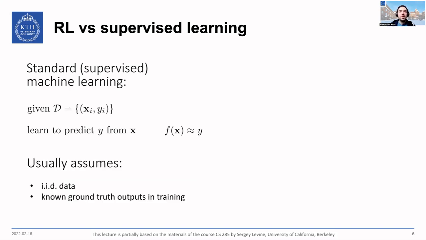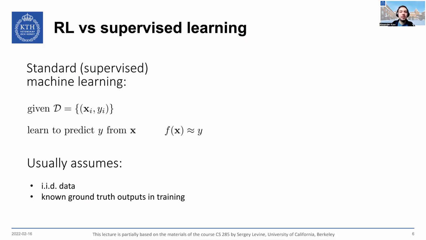Generally, most or all of the supervised machine learning algorithms implicitly assume some things about the data. First, that it is independently and identically distributed. That means that all the samples, or all the x's, are independent of each other, and also that they come from the same distribution.